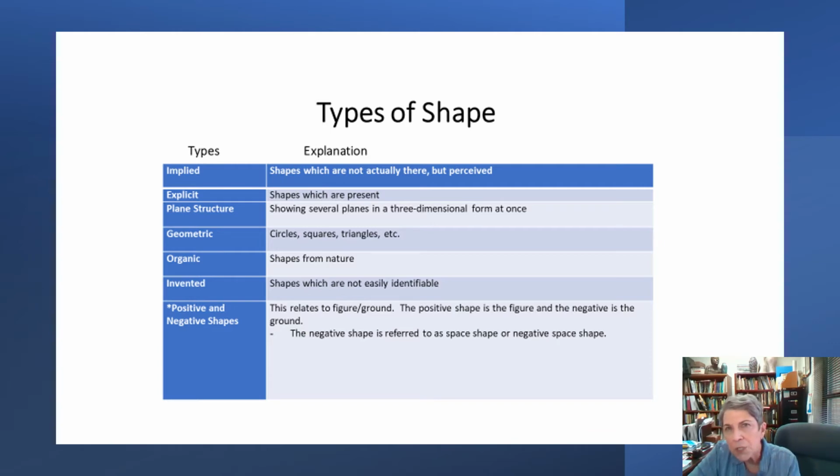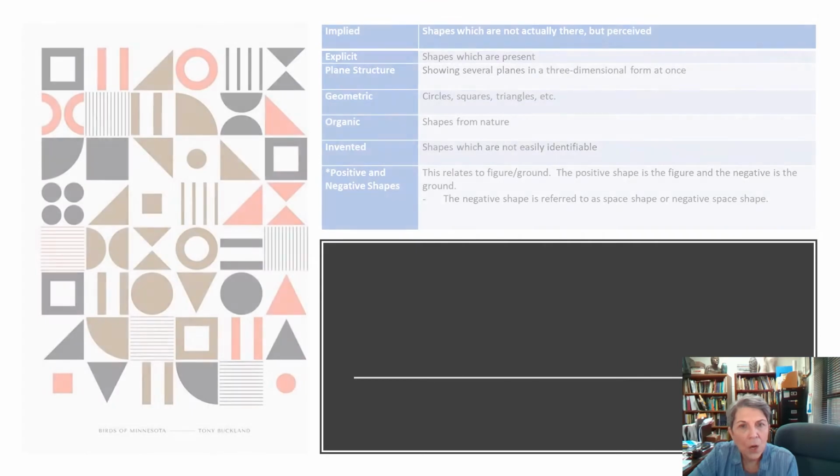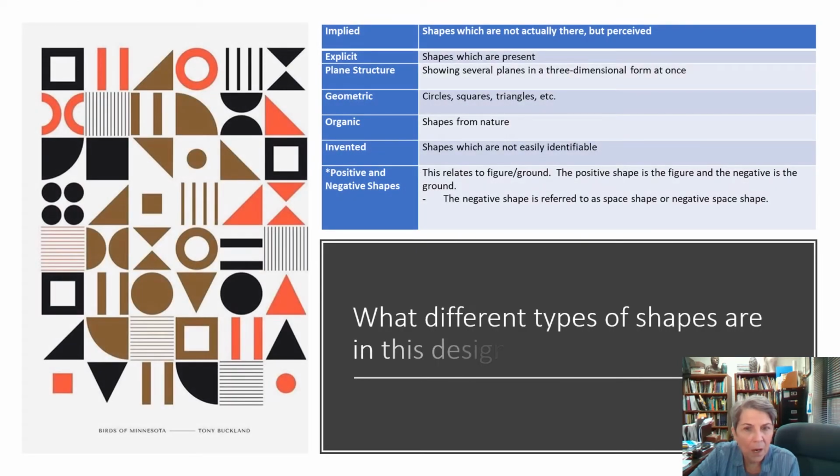So an implied shape is a shape that's not really there. It's created by what's around it. So it's not really there but perceived to exist. And we'll look at that. It's not as tricky as it sounds. So what we have here are, I'm asking you what different types of shapes are in this design. And you have to take a moment to look at this.